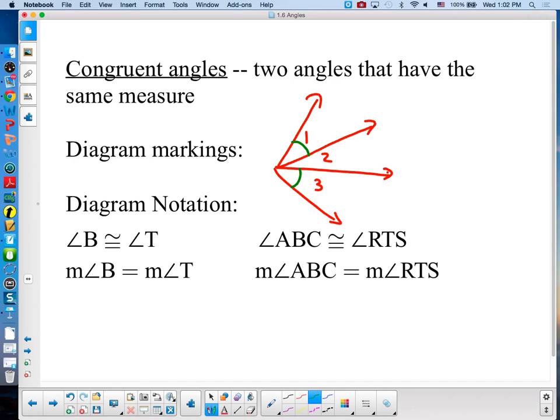Sometimes we have to put 2 curves or 3 curves. At times I'll put a curve and a tick mark through it. You'll see as we go on if I need to do multiple markings, how we would indicate that.